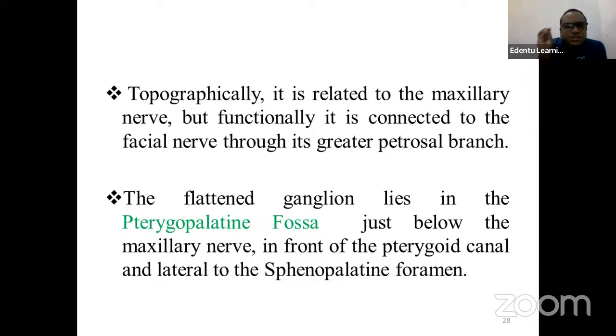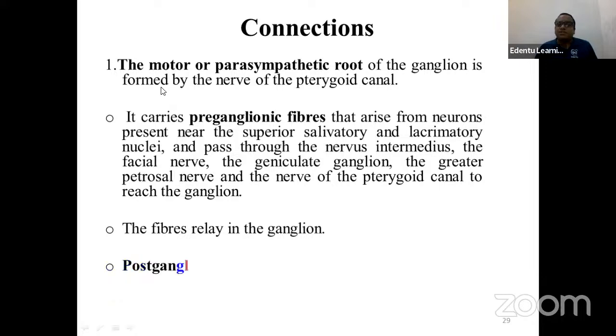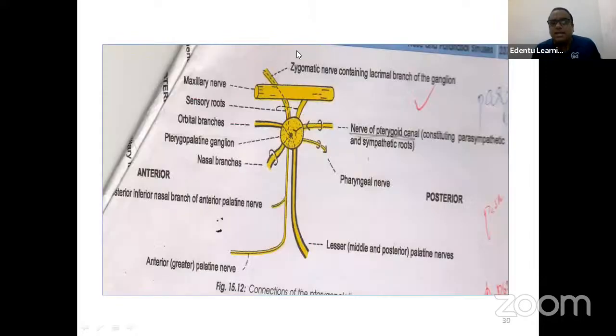So this ganglion is a small, flattened ganglion below the maxillary nerve. That is why we are telling it is topographically related to the maxillary nerve. Right. And this ganglion has some connections. So let us see the diagram first, then it will be understood. See this. This is one ganglion, like one chapati. Right? One paratha type it is.